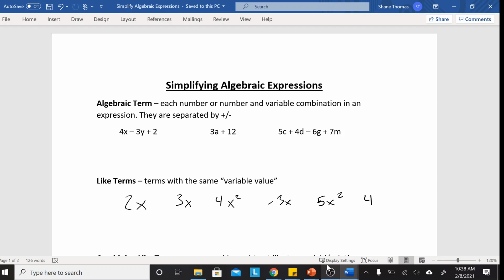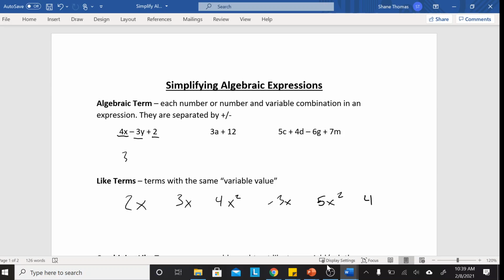So first off, what's an algebraic term? An algebraic term is each number or number and variable combination in an expression, and they're separated by plus and minus. So I have three examples here. Each one of these has a different number of terms. So I want you guys to know first off that 4x is a term. Next one, 3y is a term, and 2 is a term. So each one of those are different. One has an x, one has a y, one doesn't have a variable, but each one of those would be an individual term. Okay, second one.